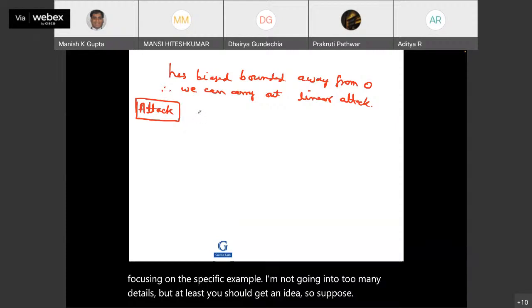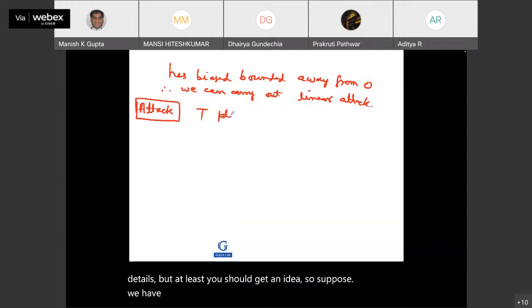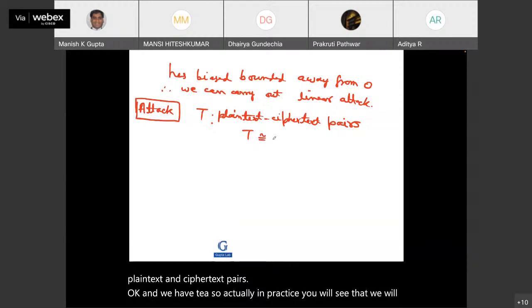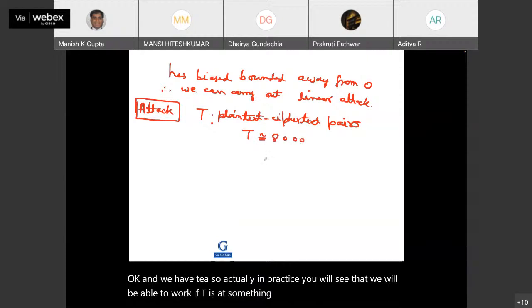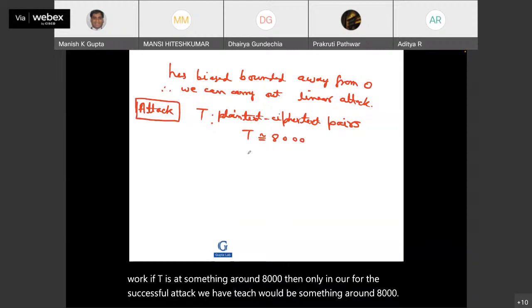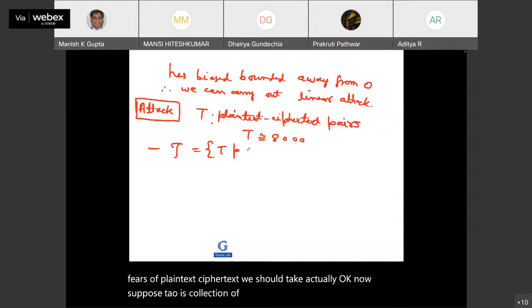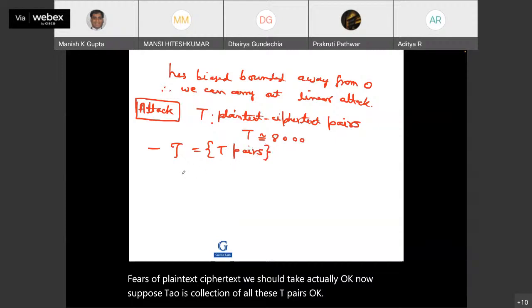So suppose we have T plaintext and ciphertext pairs. There are a total of T of them. So we are looking at a large collection of plaintext and ciphertext pairs. In practice, you will see that we'll be able to make it work if T is something around 8,000. For a successful attack, T should be around 8,000 pairs of plaintext and ciphertext. Now suppose tau is the collection of all these T pairs.